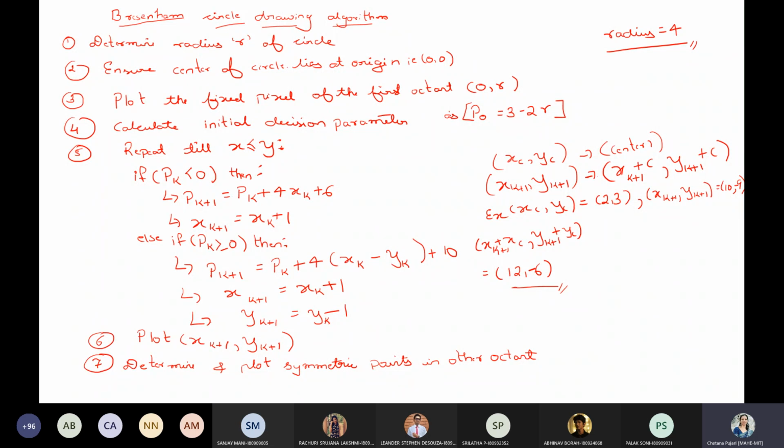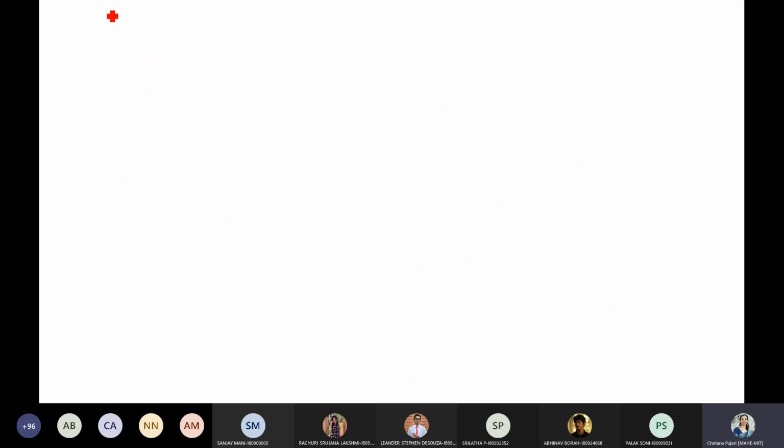Yes, ma'am. So what is given? The radius is given and we have asked you to calculate all the coordinates using the algorithm. So we have x, y and p. This is our first thing, right? So what's our first coordinate? Because the radius is 4 and we have to start with the first octant, it is 0, 4. What is the initial decision parameter? We don't know, so let's calculate.